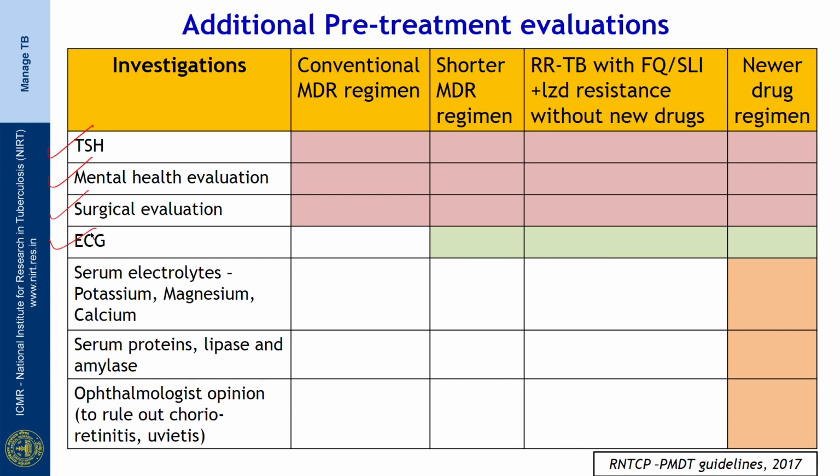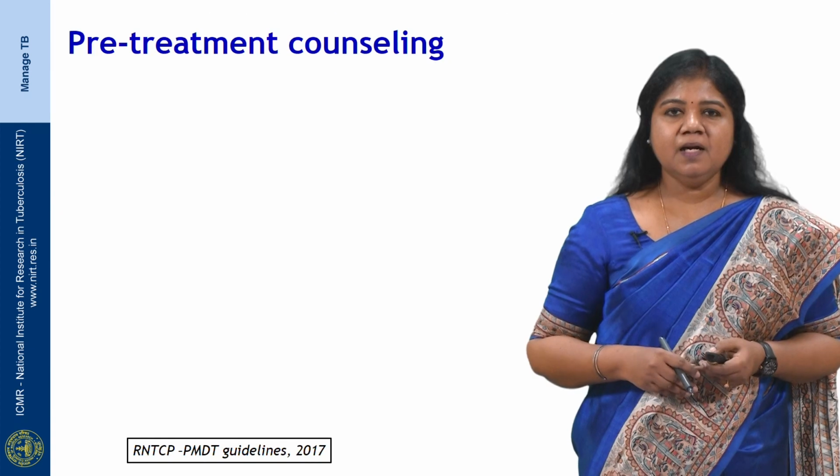ECG has to be done if the patient will be initiated on treatment with shorter MDR regimen or with the newer drug regimen. Serum electrolytes, serum proteins, lipase and amylase, and ophthalmologist's opinion to rule out chorioretinitis and uveitis have to be done if the patient will be receiving newer drug regimen.